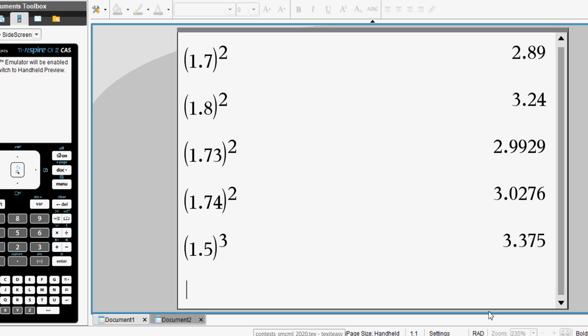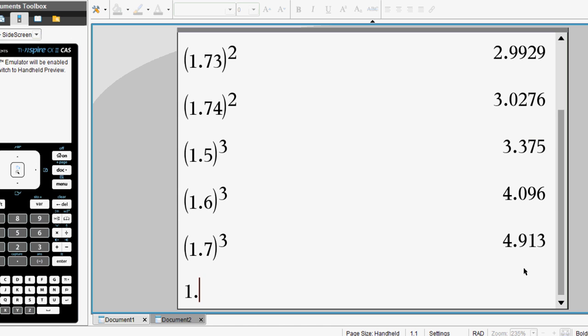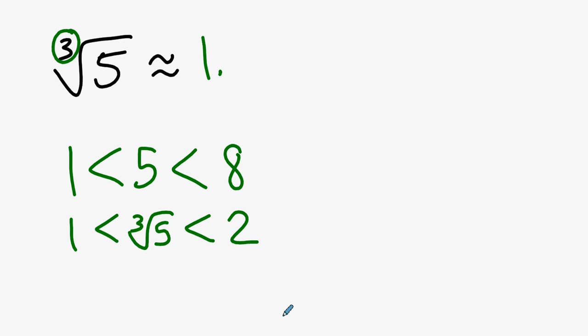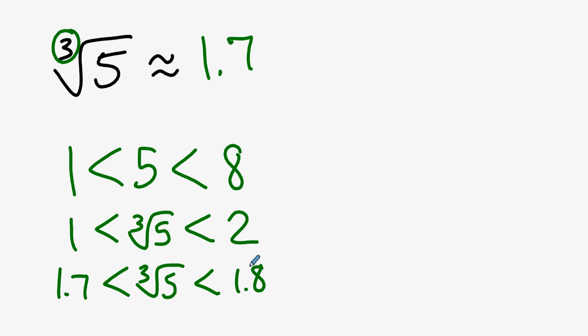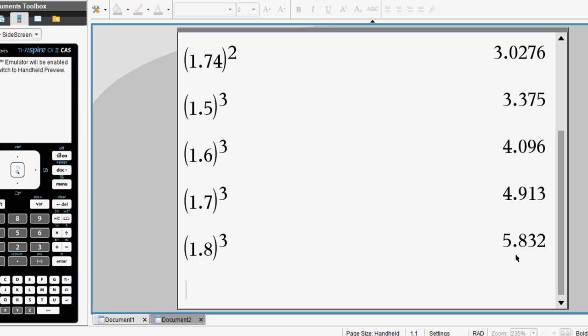Well, 1.5 cubed is 3.375. Well, 1.6 cubed, that's still not big enough. 1.7 cubed, that's still not big enough. There we go. So now we have trapped the cube root of 5 between 1.7 and 1.8, probably closer to 1.7. So 1.7 is less than the cube root of 5, which is less than 1.8. And it appears to be pretty close to 1.7 because this is pretty close to 5 and that's not pretty close to 5.